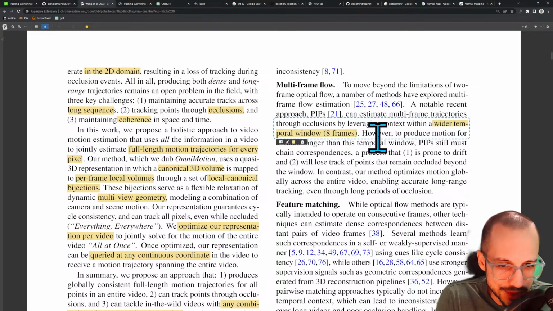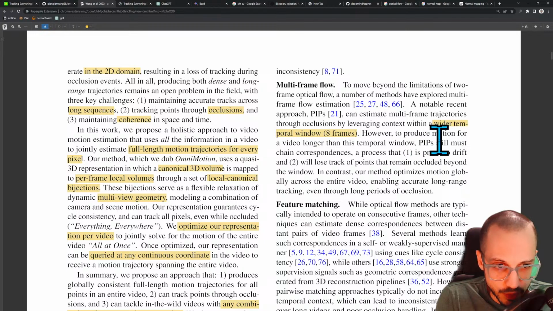So kind of interesting, right? A wider temporal window is considered 8 frames. So 8 frames, which at 30 frames per second is less than a third of a second, is considered a wide temporal window, right? So it just goes to show you how limited and primitive our video techniques are. However, to produce motion for a video longer than this temporal window, PIPS must still chain correspondences that are prone to drift, and will lose track of points that remain occluded. Our method optimizes motion globally across the entire video, enabling accurate long-range tracking, even through long periods of occlusion.